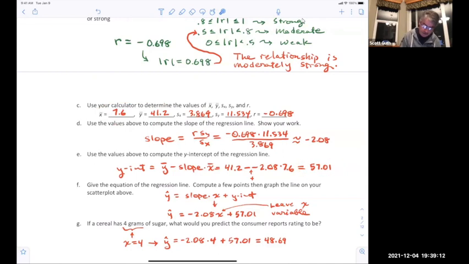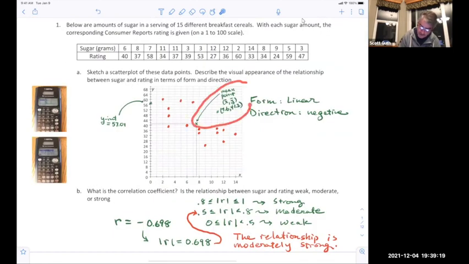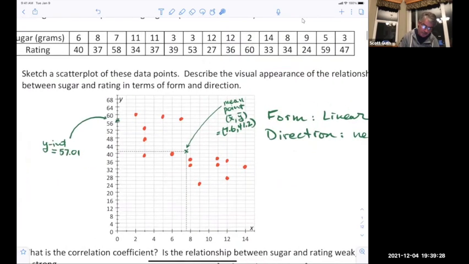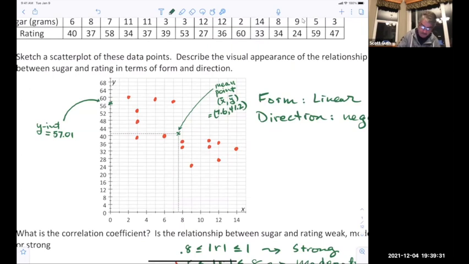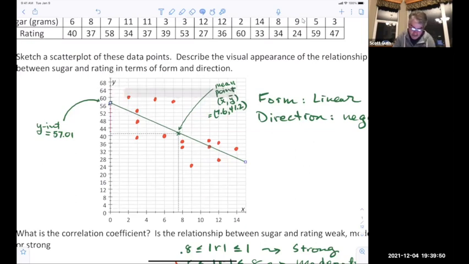Okay, so the mean point is this 7.6, 41.2, which I've now added to the graph up here. And then again, the y-intercept was 57.01. You will have computed those. So it's no trouble really to plot them and then just use a straight edge or something to connect those with a straight line as such. I'm going to tweak it just a little because I think it started a little low there. Maybe there. And like that, roughly like that. Looks good. All right, so there's our line of best fit.